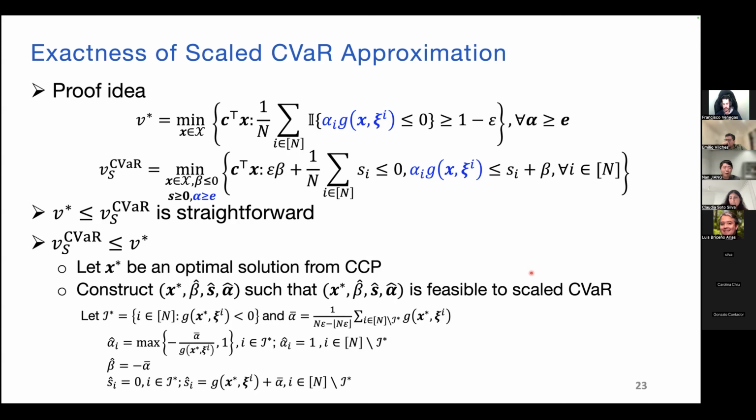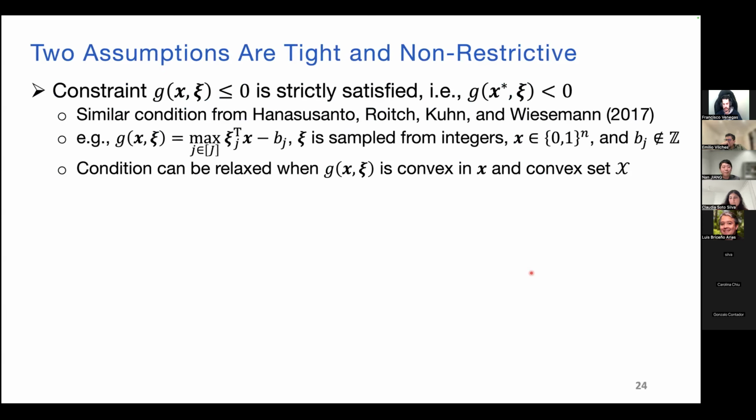So we have two conditions. Let's discuss them one by one. The first condition says that for the constraint G, if it's satisfied, it should be strictly satisfied. So we should have something like this. This condition was also proposed by Professor Daniel Kuhn's group. They have a similar condition in their 2017 paper, I guess. Yes, the 2017 paper here.